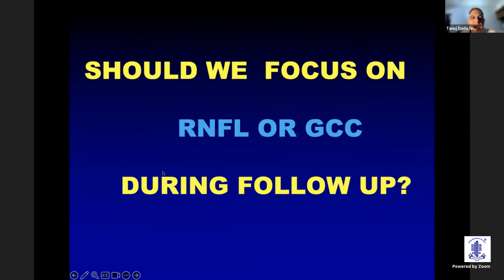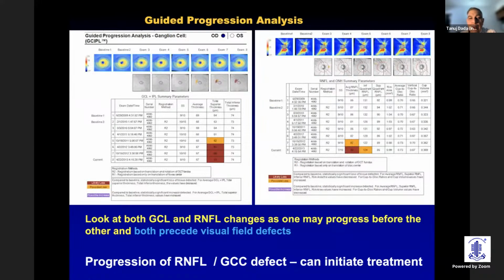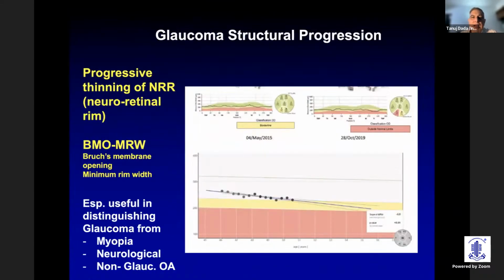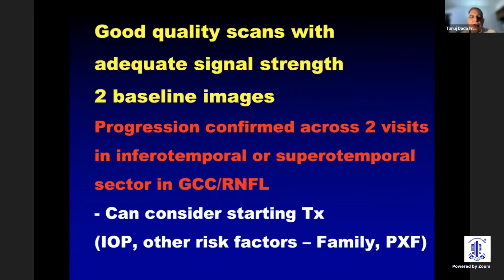And finally, should we use RNFL or the ganglion cell complex for imaging? The answer is you should use both because you can have RNFL progression before ganglion cell progression. And in some cases, you can have ganglion cell progression before retinal nerve fiber layer. So it is good to image both the retinal nerve fiber layer as well as the ganglion cell complex, and follow up these patients over time and also see if there is any defect which is occurring in the neuroretinal rim, which is matching the progression in your visual field. It is very important to do imaging serially to follow up these patients over time.